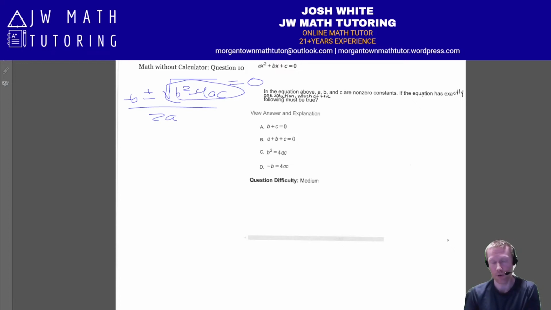It's a double root or a repeated root. So b squared minus 4ac has to equal 0. That's what we're looking for. A is obviously wrong. It doesn't have b squared in it. B is wrong. D also doesn't have b squared, so by process of elimination, it looks like C.